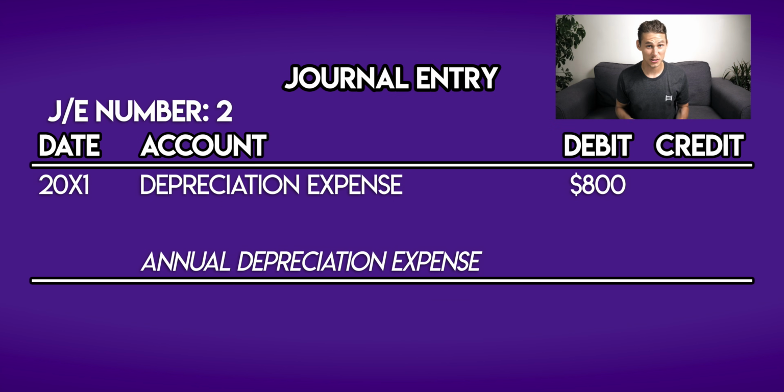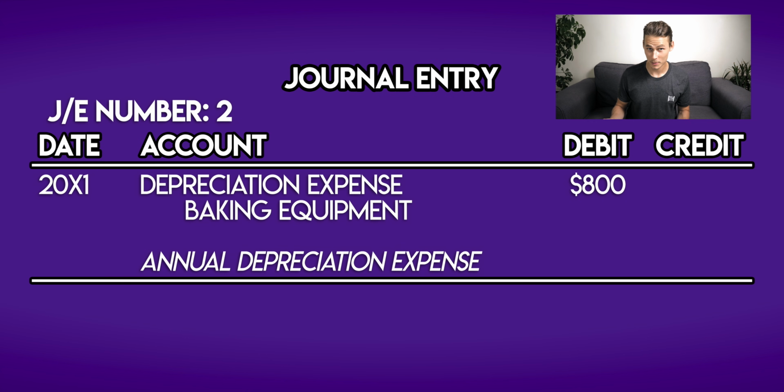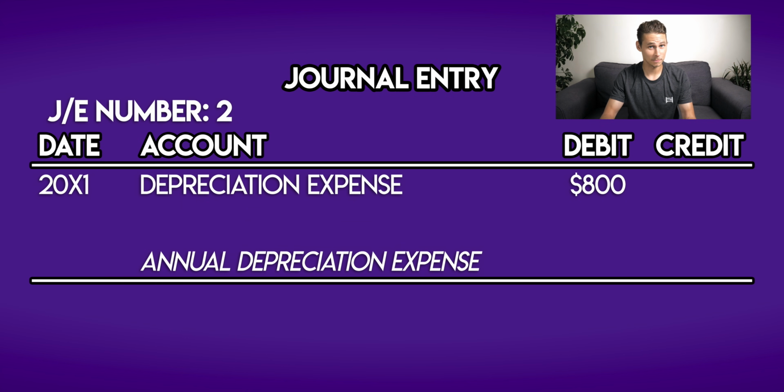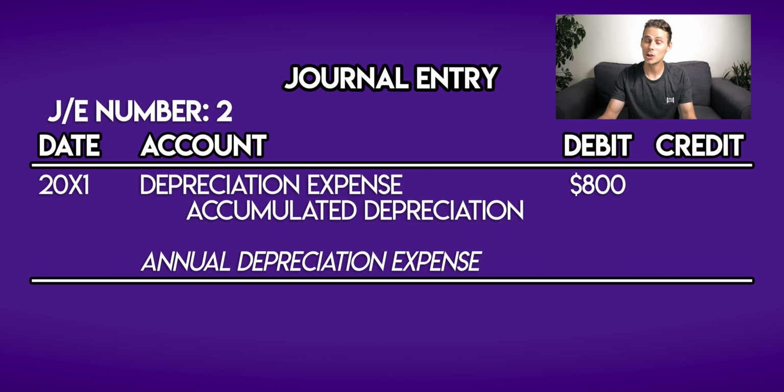But where does the other side go? We need to decrease assets in your balance sheet, so you might think it logical to credit baking equipment. And you're not wrong, that would make sense, but we don't do that. Instead, we're going to credit an account called Accumulated Depreciation by $800. Accumulated depreciation is the cumulative total of all depreciation expenses incurred. This might take a little bit more effort, but doing it this way helps to keep things organized, and that's a good thing. It'll make more sense with T accounts.